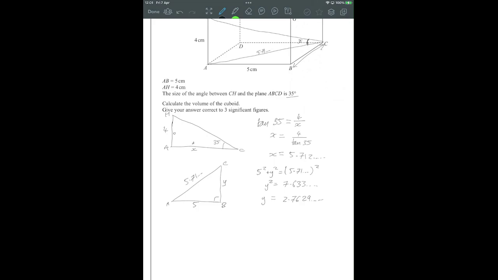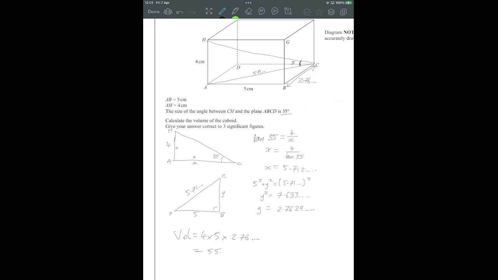So why did we do that? We did that to find that side length BC. That's now my 2.76. I did that because I wanted the volume. Well, volume is base times height times width, 4 times 5 times this newly found value. And again, I'm going to type into my calculator 4 times 5 times the answer, because the answer is still stored there as that 2.76 exactly.